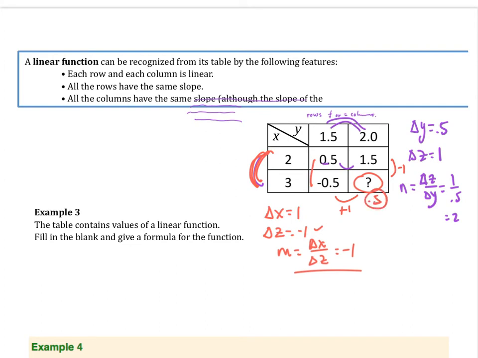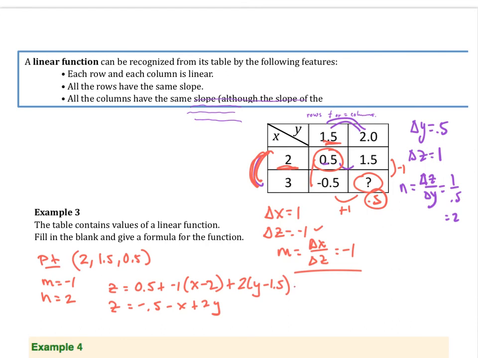Now what if I wanted to write the equation for this as well? Remember, you need a point, and I do have the slopes, but which point do you want to use? Well, I can go x being 2, which should be right here, y being 1.5, and then z would be my 0.5. And then I know my slope m is negative 1, n is 2, so this should go together very easily with my formula. Plug it in, you get this, and if you simplify, you get this right here.